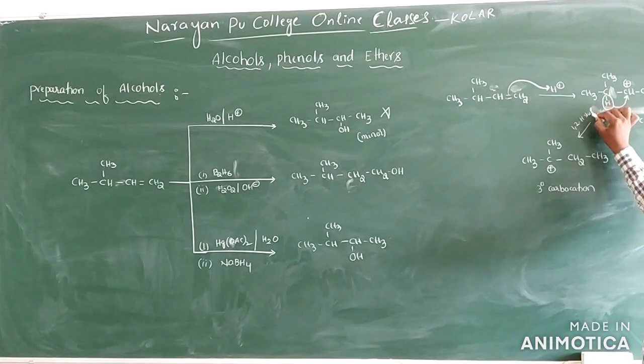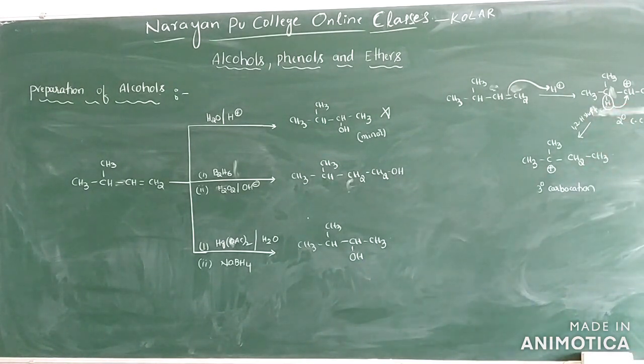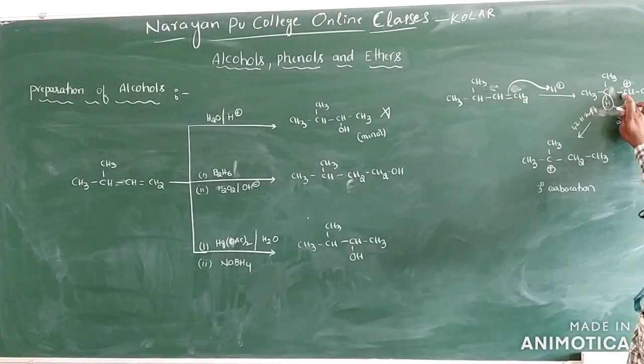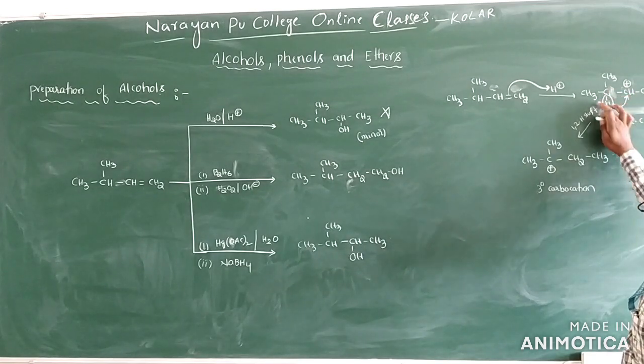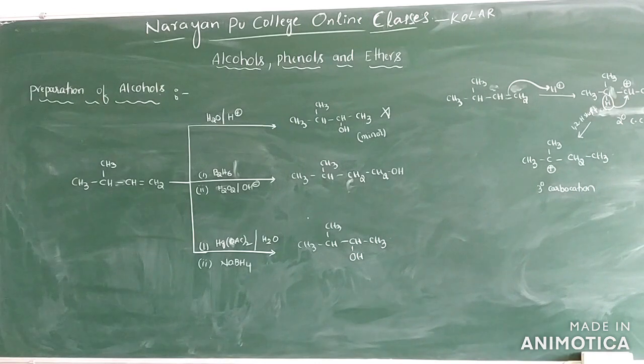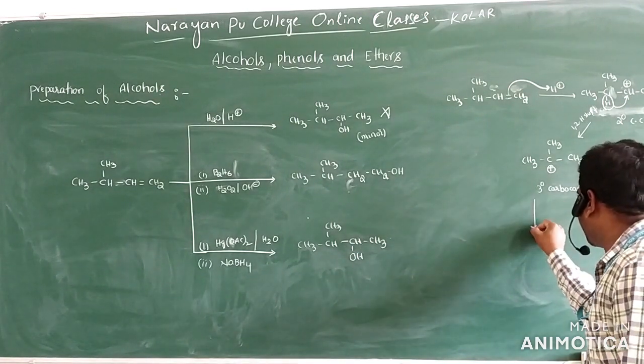1,2 hydride shift. Clear? So the hydride is shifted. This is 1 and this is 2. The carbon with the positive charge we will consider as 1, and this is 2. The shift takes place between the 1 and 2 carbon.